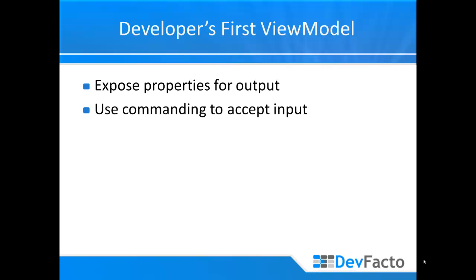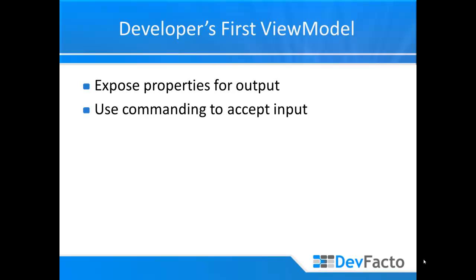Now that's great for output, but for input we're going to use commanding. Commands are basically snippets of code with a little bit of a wrapper around them. A command has an Execute method. It also has a CanExecute property, and that CanExecute is going to be an indicator of whether or not this is allowed to be run. So for example, if your form's not validating, you might want to put that in your commanding code. And we'll see it later.